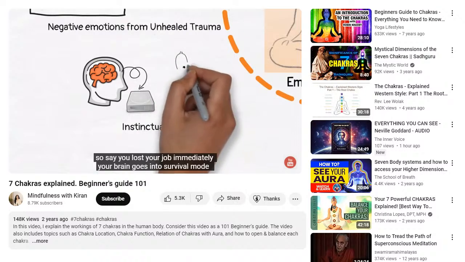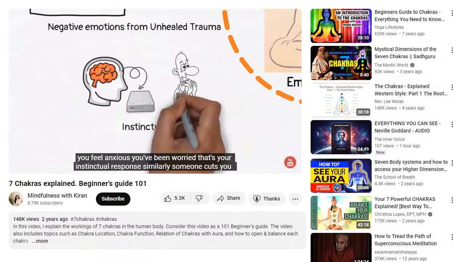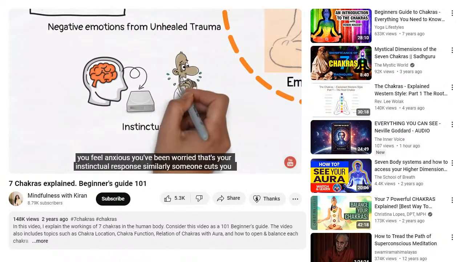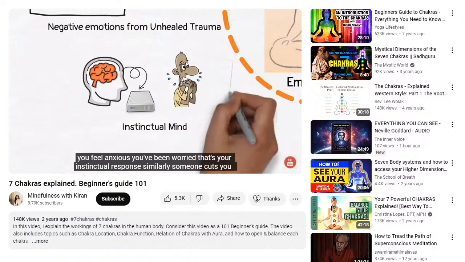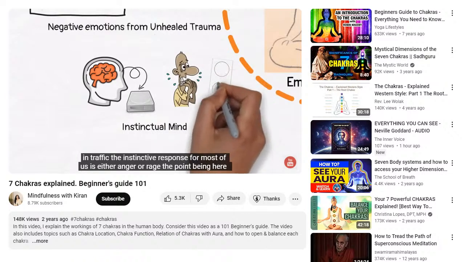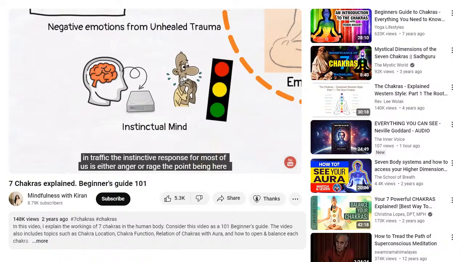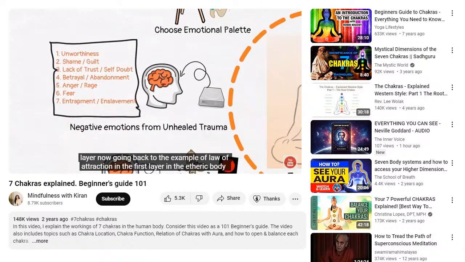So say you lost your job, immediately your brain goes into survival mode. You feel anxious, you feel worried. That's your instinctual response. Similarly, someone cuts you in traffic. The instinctive response for most of us is either anger or rage. The point being here is that how you instinctively react to a situation, and especially when you have a knee-jerk reaction to something, that's again coming from unhealed negative emotions in this layer.